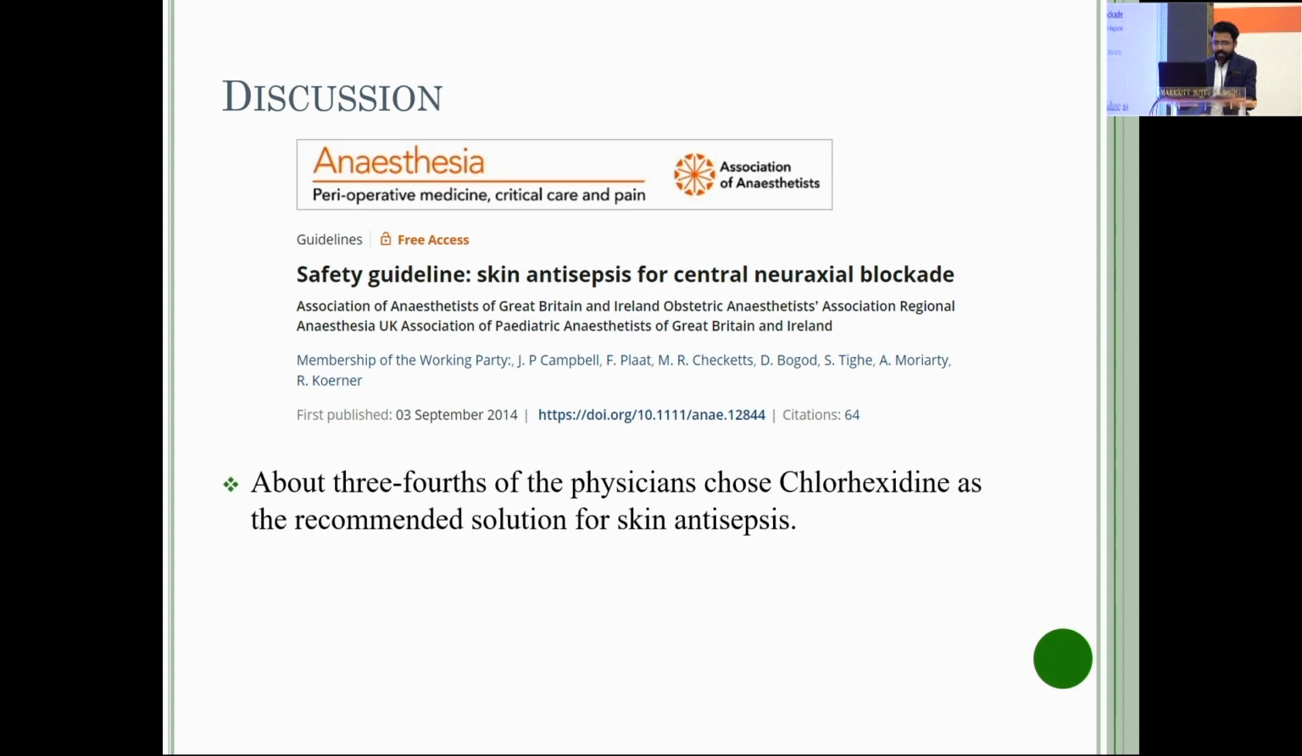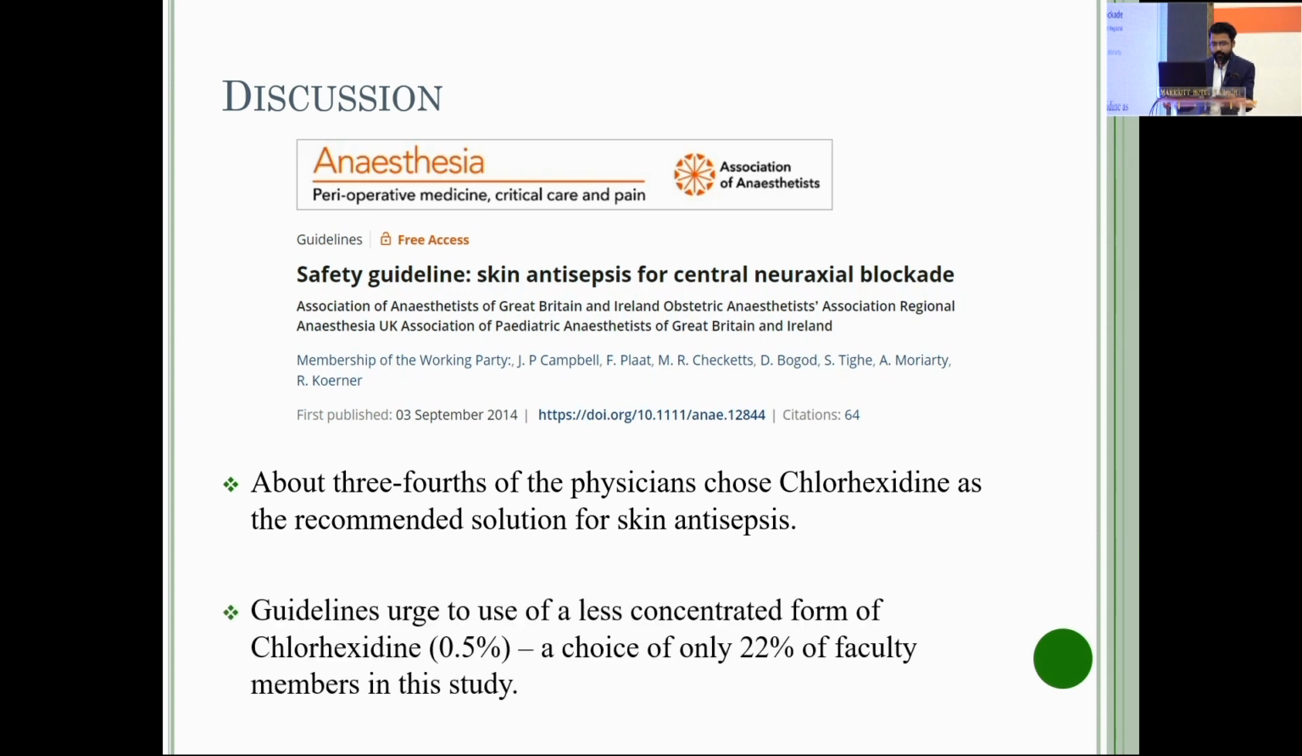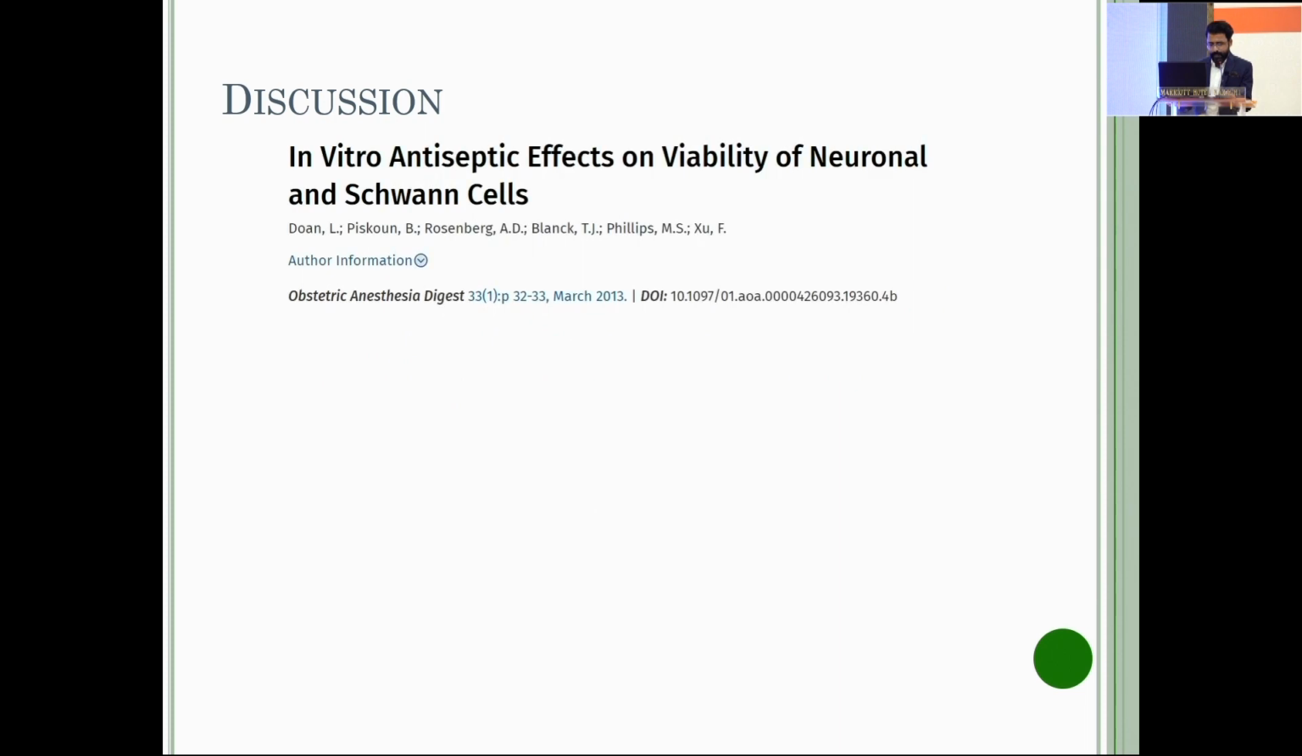In 2014, the AAGBI published their practice guidelines, which recommended chlorhexidine as a superior choice compared to povidone iodine in terms of faster onset, longer duration, and more efficacy, with a low incidence of skin reactions. Three quarters of our physicians chose chlorhexidine as the recommended solution. However, the guidelines urge a less concentrated form, which was the choice of only 22%.